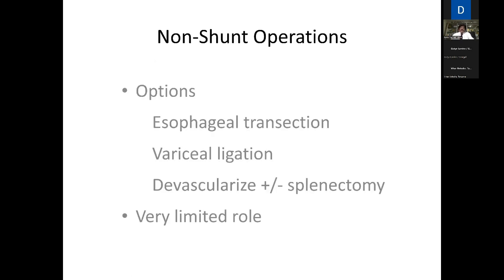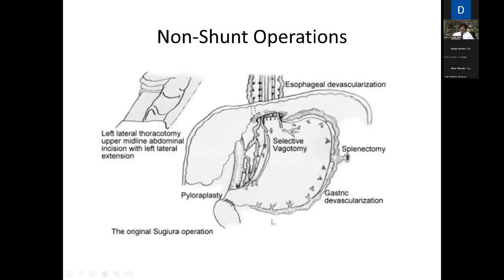What are non-shunt operations? Non-shunt operations are esophageal transection, variceal ligation, and devascularization with or without splenectomy, and they also have a very limited role. These are done by surgeons who are not experienced in portal hypertension shunt surgery, but then this can be life-saving many a time. Here, two-thirds of the greater curvature and half of the lesser curvature, plus the lower end of all the vessels, are completely disconnected with a pyloroplasty, and that to a great extent stops bleeding either in the emergency or elective setting.